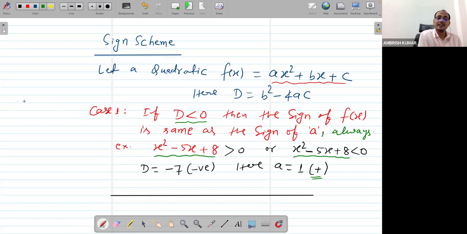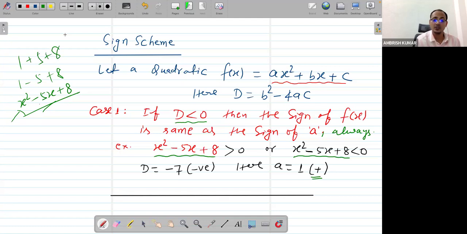You can check this in x square minus 5x plus 8. Whatever you put for x, 5, minus 5, 10, minus 10, 100, 1000, 0, anything, this expression will give you some positive value. Put 0, you get 8. Put 1, so 1 minus 5 plus 8, again we get positive. Put minus 1, minus 1 whole square is 1, minus 5 into minus 1 is plus 5, plus 8, always we get positive. It means for all the values of x, the expression is going to be always positive.